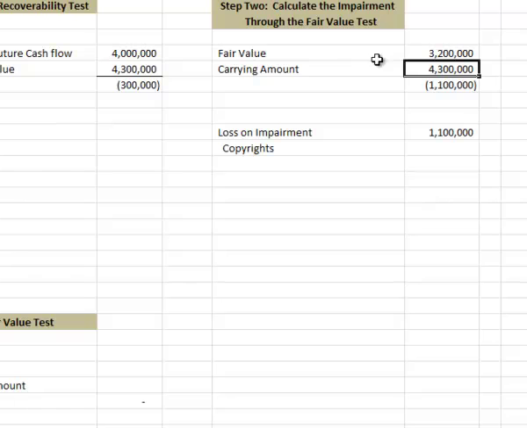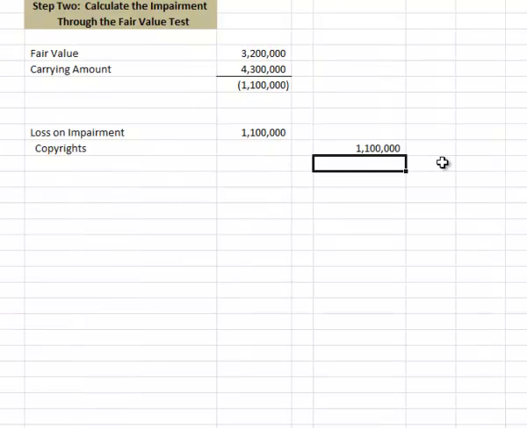In step 2, we actually compare the fair value to the carrying amount. And in this case, we've got a $1.1 million difference that we record as a loss. We debit loss on impairment and we credit the copyright.